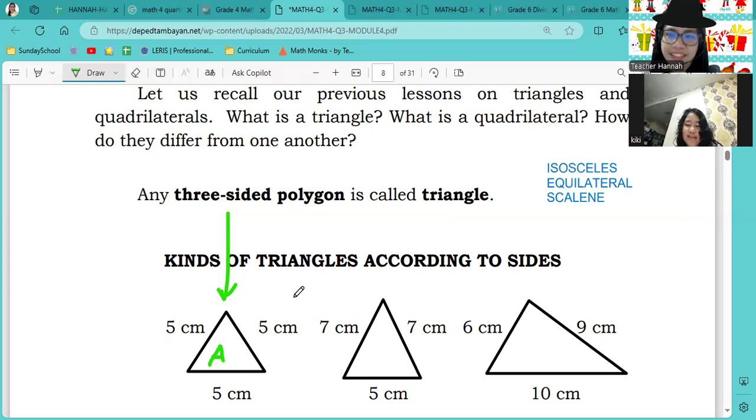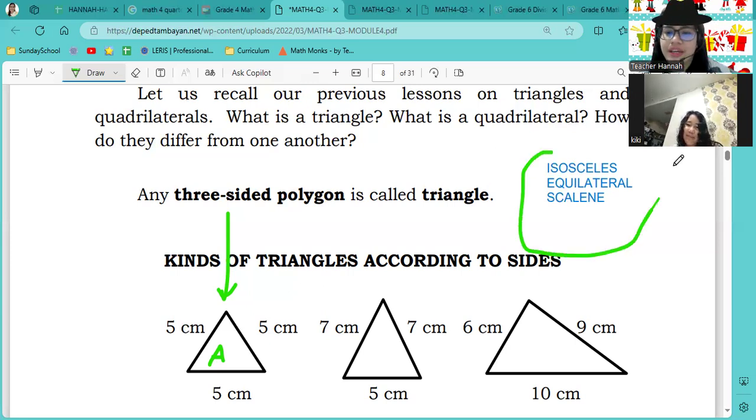Has 3 sides. 3 sides equal? Scalene. Scalene has 3 sides equal? So it's going to be equilateral. Equilateral has 3 sides equal? Oh, I think you're guessing. What is the answer? You already forgot? Isosceles. The correct answer is equilateral. Hmm?